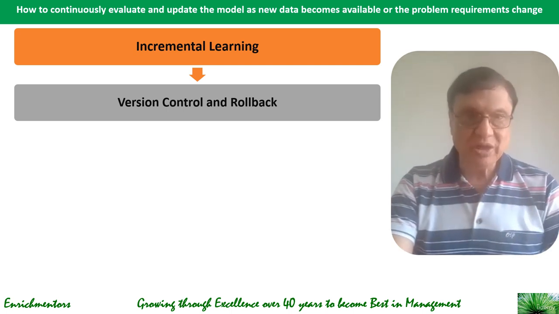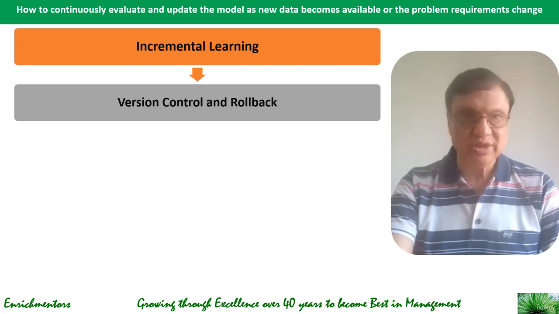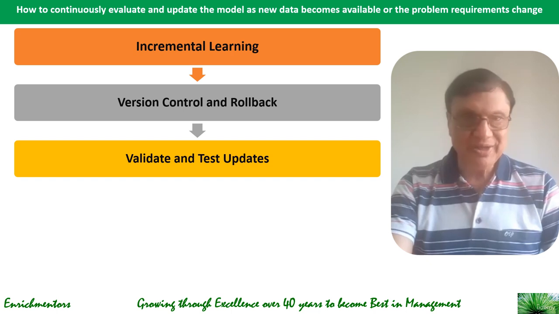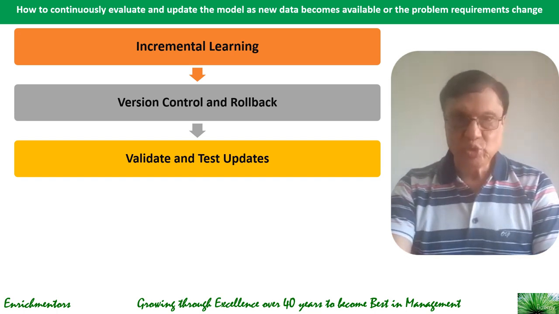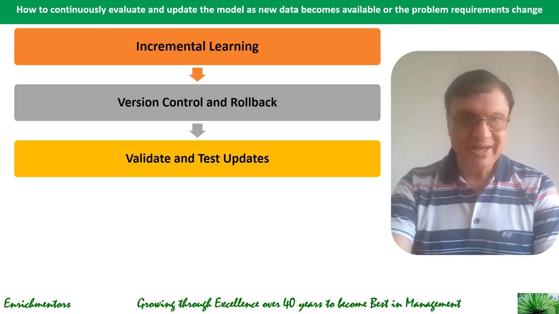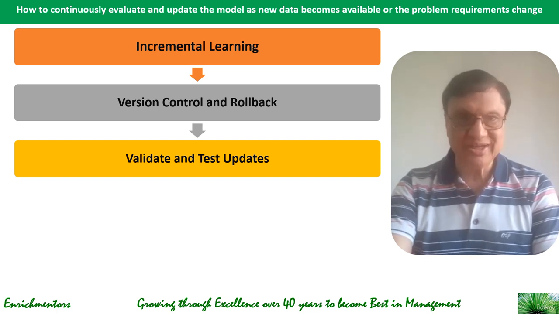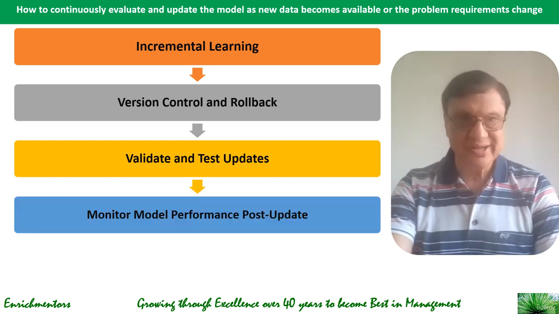Keep a record of model versions, training data, hyperparameters, and evaluation results to ensure reproducibility and traceability. Validate the updated model thoroughly using validation data sets, holdout sets, or A/B testing to ensure that it meets the desired performance criteria. Conduct rigorous training and validation before deploying the updated model to production to minimize the risk of introducing regressions or performance degradations.